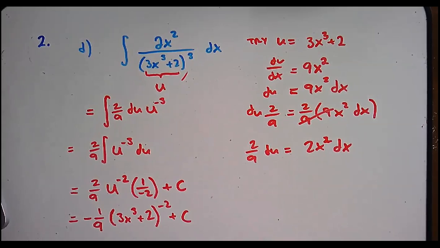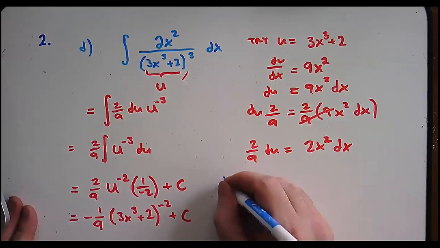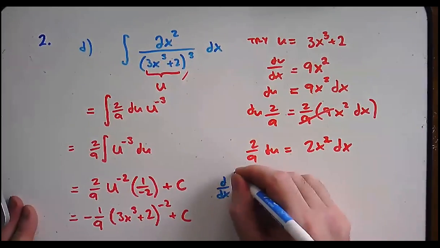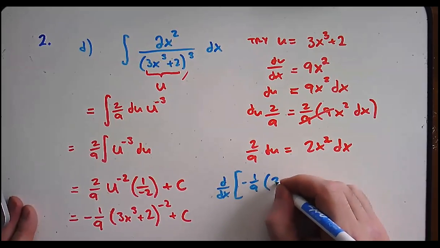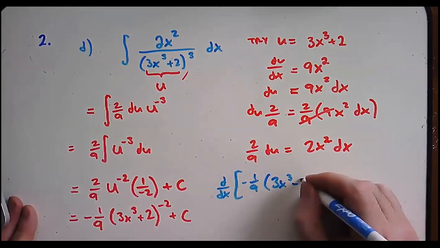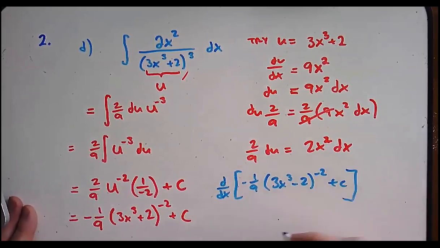There's our final answer. And we can check that by taking a derivative. I'll do that for this last problem just because it's a pretty complicated u substitution problem. So what is d/dx of -1/9 times the quantity (3x cubed minus 2) to the negative second power plus c?